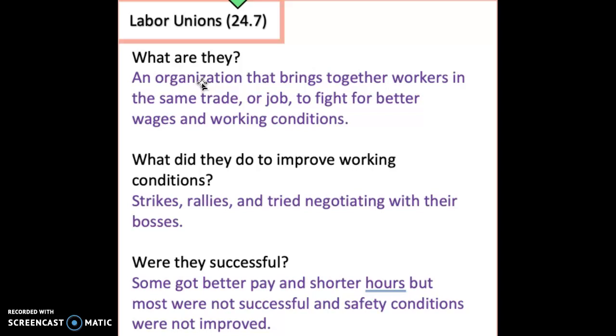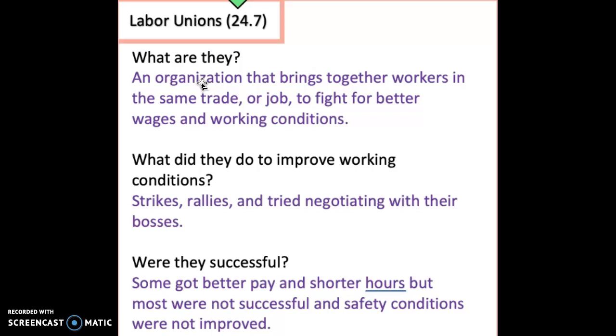So in order to get better working conditions, they would have strikes, which is where they would refuse to work until they got better working conditions. They would have rallies to not only get people to join and support their cause, but also help unite the people who were trying to get better conditions. And then ultimately, some of them tried negotiating with their bosses themselves.